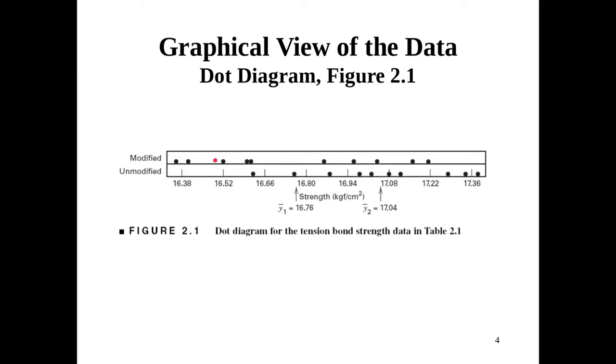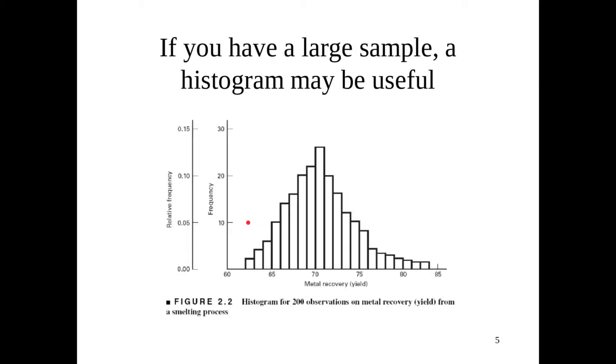Also, one other thing you can do is take the sample average. You can take the average of these 10 tension bond strength values for unmodified, do the same for modified, and then compare these two averages, and that will give you some idea. So this is a dot diagram that we generally draw to visually look at the data. So that's one, right?